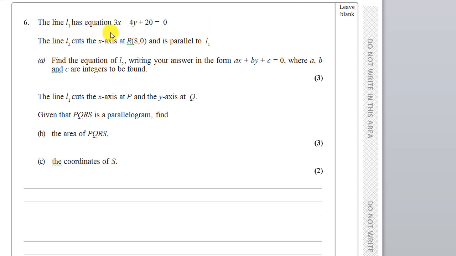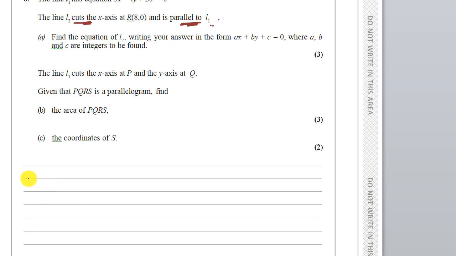Now the line L1 has equation 3x minus 4y plus 20 is equal to 0. The line L2 cuts the x-axis at R (8, 0) and is parallel to L1. Find the equation of L2, writing your answer in the form ax plus by plus c equal to 0, where a, b and c are integers to be found. Now the line L2 is parallel to the line L1, so the gradient, dy by dx, of L1 is equal to the gradient of the line L2.